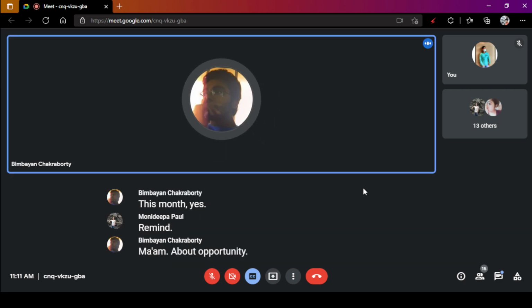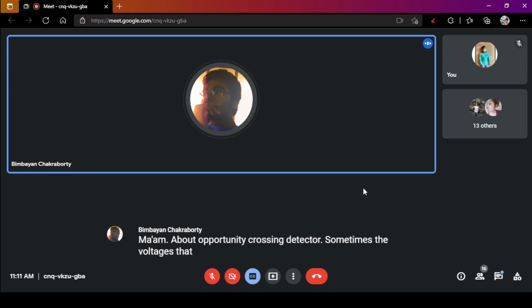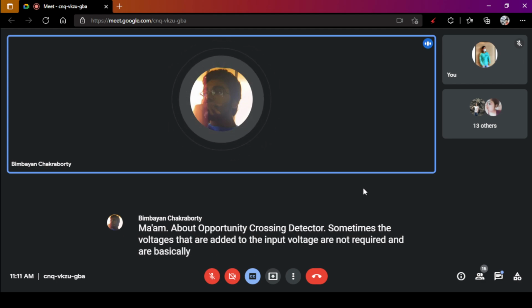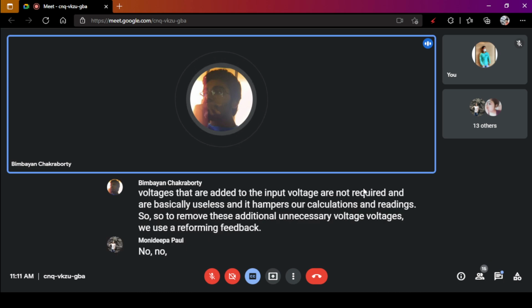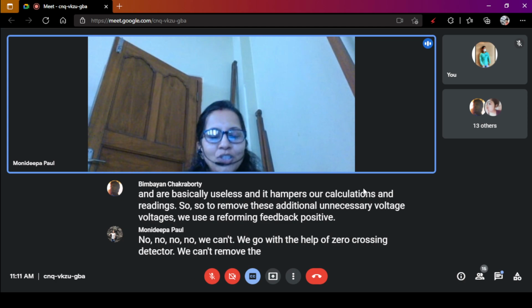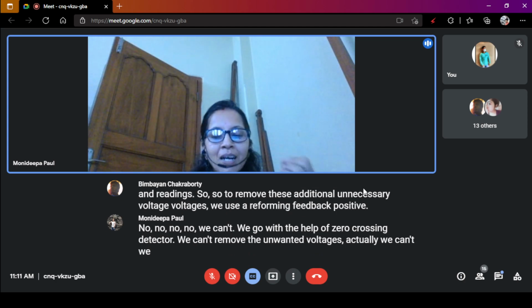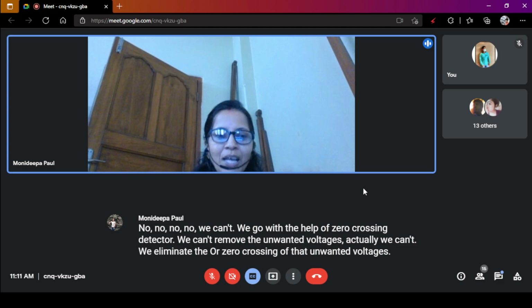In a zero crossing detector, sometimes the voltages that are added to the input voltage are not required and are basically useless, and they hamper our calculations and readings. So to remove these additional unnecessary voltages, we use a reforming feedback circuit with positive feedback. We eliminate the zero crossing of those unwanted voltages with the help of positive feedback.